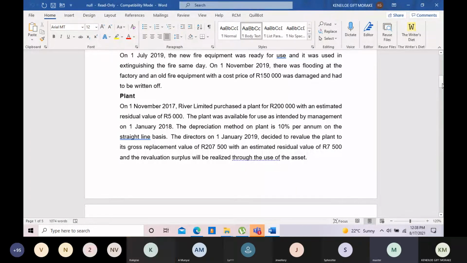That is why you see here they said on the 1st of January, directors decided to revalue the plant to its gross replacement value of 207,500. You know that the original cost of the plant is 200,000, meaning it is now being revalued. 7,500 was added on top of that 200,000, which is the original cost price of the plant. So going forward, they said to us with an estimated residual value of 7,500, meaning it was added. This is the amount that was added on top of the original cost of 200,000.